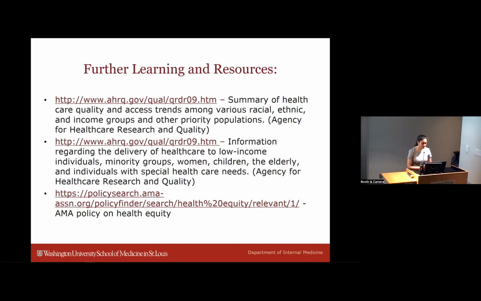Here are further resources for learning about the effects of healthcare quality, access, and delivery to low-income patients.